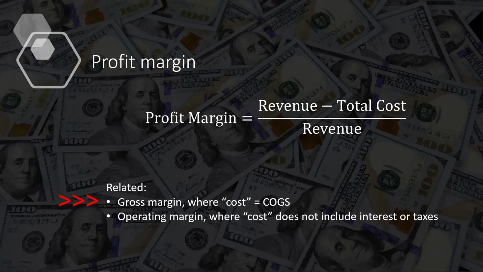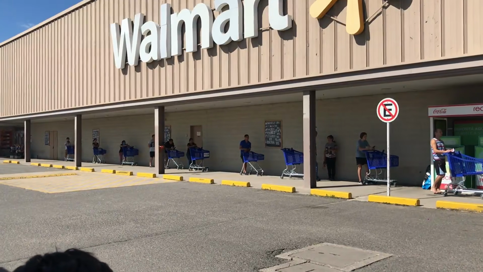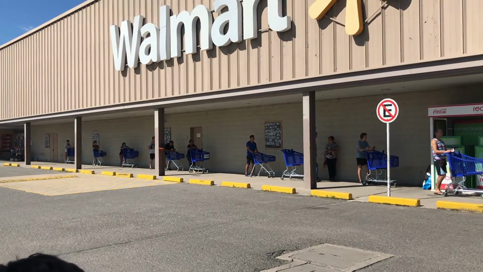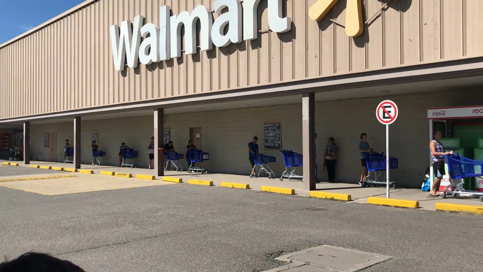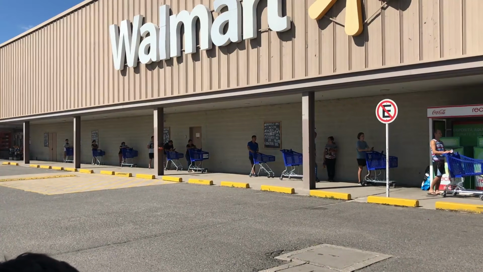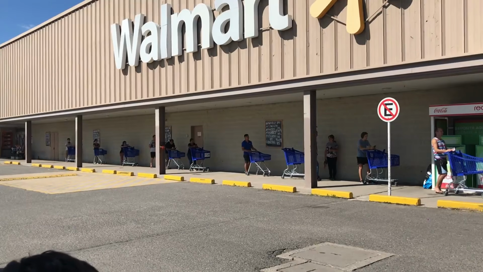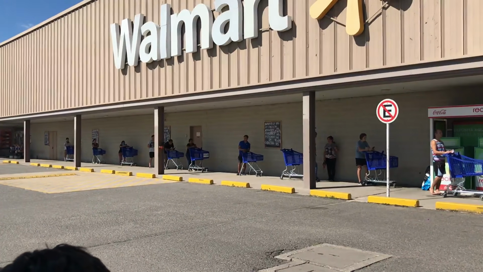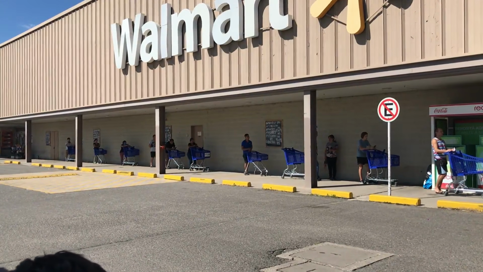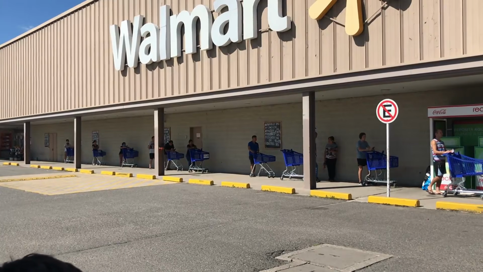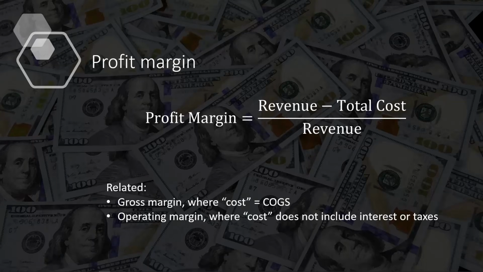In gross margin, the only difference is the total cost is not the sum of costs, but the cost of goods sold. So for Walmart, for example, gross margin would be the revenue Walmart has created minus the cost that Walmart spends to acquire the goods. The additional costs, such as hiring people, running marketing campaigns, they are not counted when we calculate the gross margin.